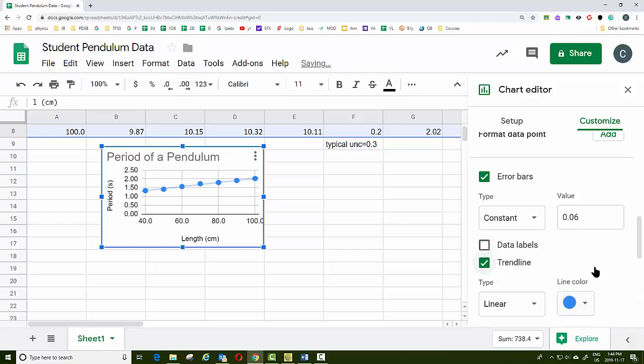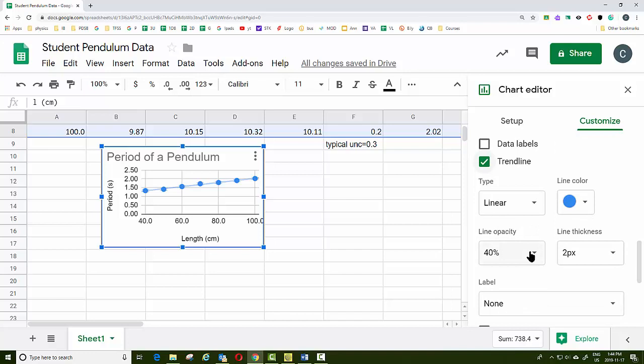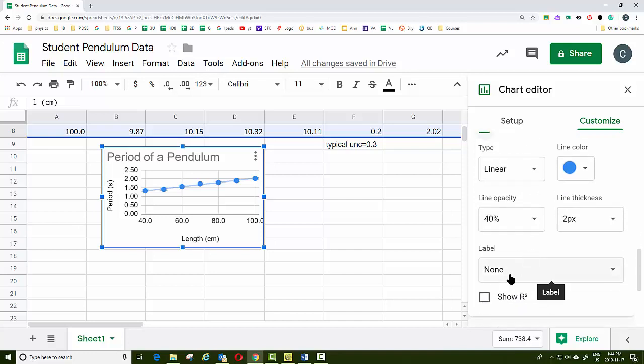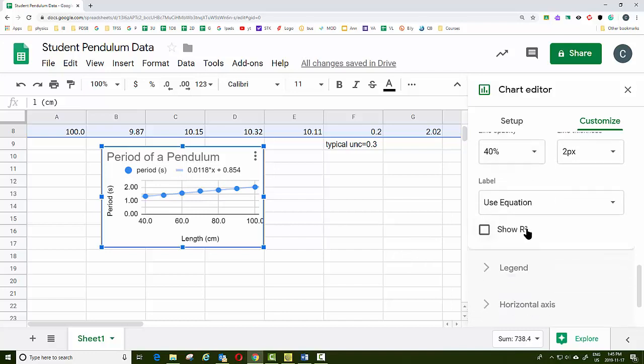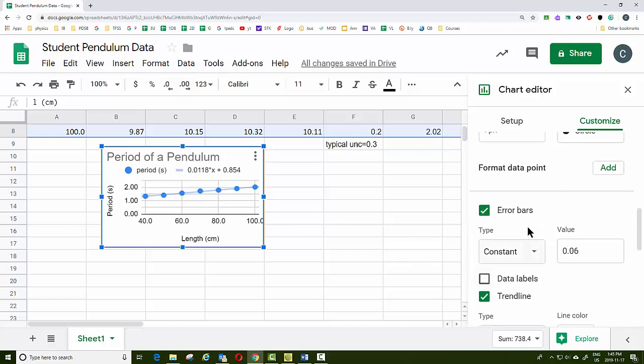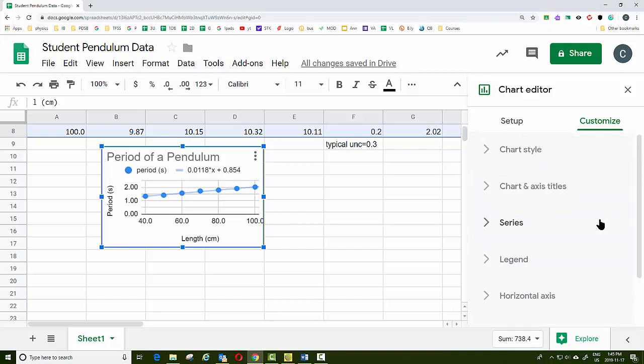I do want a trend line though. For now, I'm going to leave it as a linear trend line. Turns out it's not really linear. And I would like to label it with an equation. So right now it's a linear equation. And that's basically all I need from my series menu.